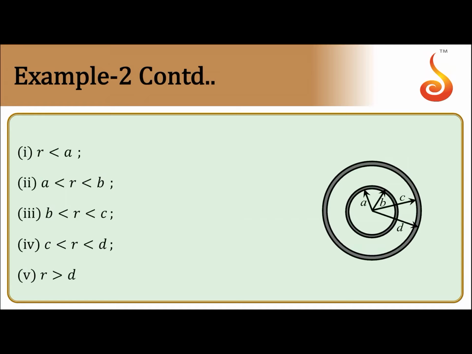for r less than A, r lying between A and B, r lying between B and C, r lying between C and D, and r greater than D. So here this diagram represents the situation. A is the inner radius of the inner shell and B is the outer radius of the inner shell, C is the inner radius of the outer shell and D is the outer radius of the outer shell.